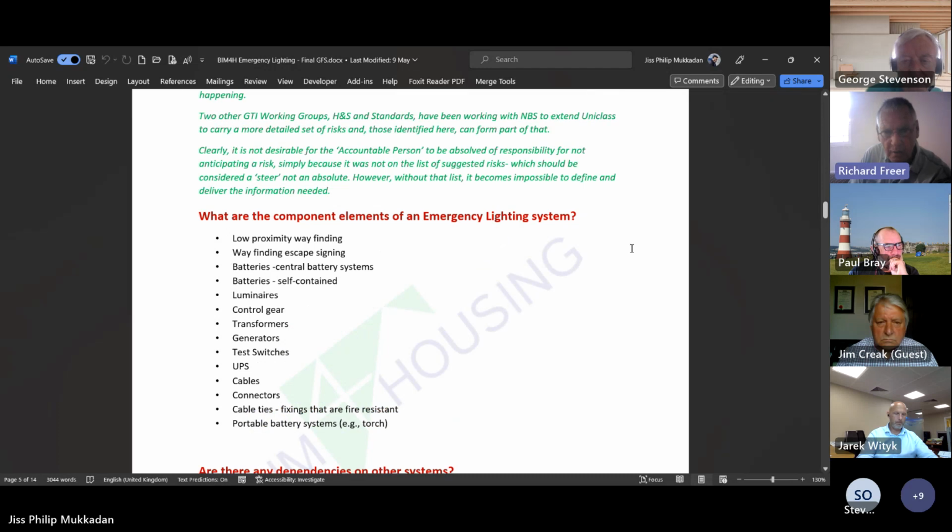Right, just quickly on this first bit. What are the component elements of an emergency lighting system? Have a quick flick down there and see if there's anything that you think is missing or should be amended. Anything? I think that should be okay, actually. So scroll down just to the next one.